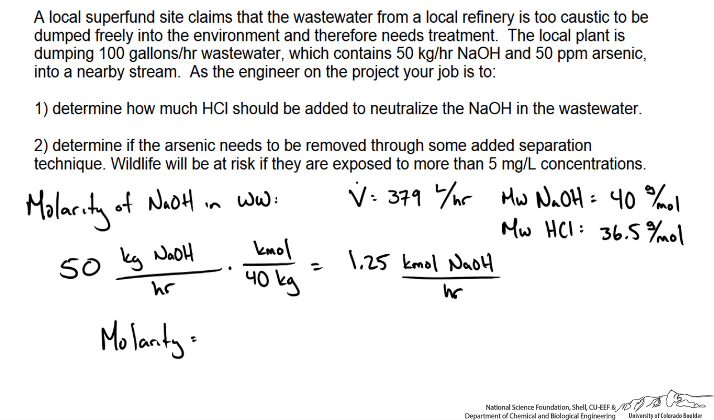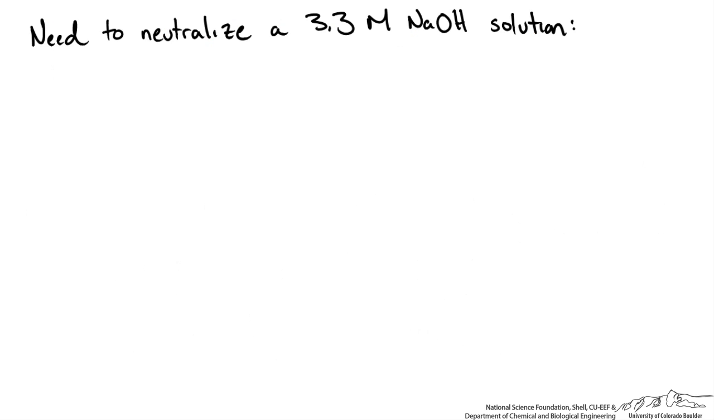So we have 1,250 gram moles in 379 liters, since we're using a basis of an hour. This gives us 3.3 molar NaOH. So we have a 3.3 molar solution of sodium hydroxide. So we need a 3.3 molar solution of hydrochloric acid to neutralize this stream.